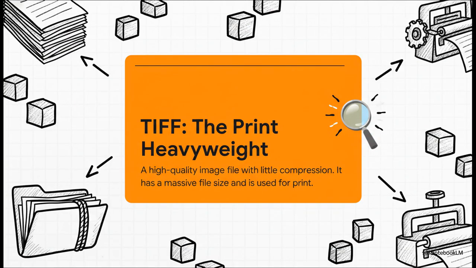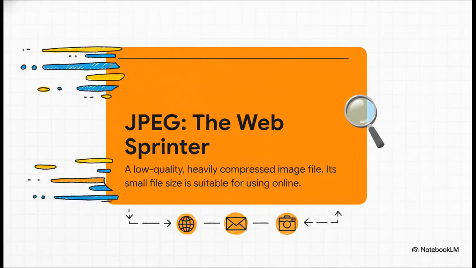Okay, next in our toolkit is the TIFF. This is our print heavyweight. This format is built for one thing and one thing only: quality. It barely compresses the image at all, so it holds on to all that rich, beautiful detail you need for a 300 DPI print job. So what's the catch? The file size is absolutely massive. And in the other corner, we have the web sprinter, the JPEG. This file is basically the polar opposite of the TIFF. It is heavily compressed to create a tiny, tiny file size that makes it perfect for loading in a flash on websites, in emails, or on social media. Now, while these two are the main players, your toolkit also has other specialists, like a PNG file, which is fantastic for any graphics that need a transparent background.